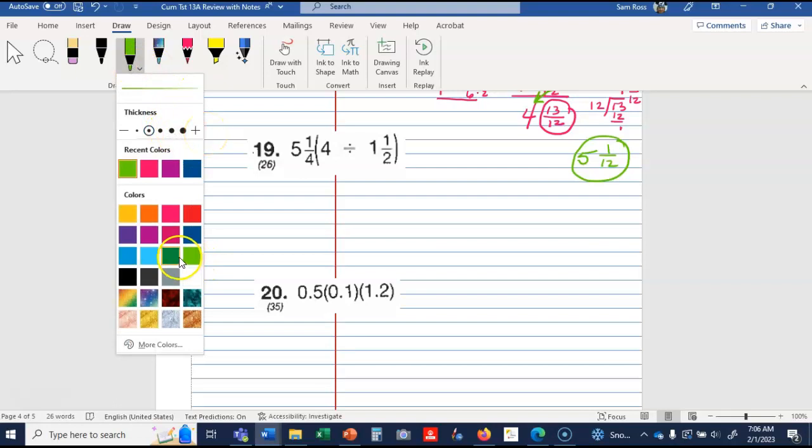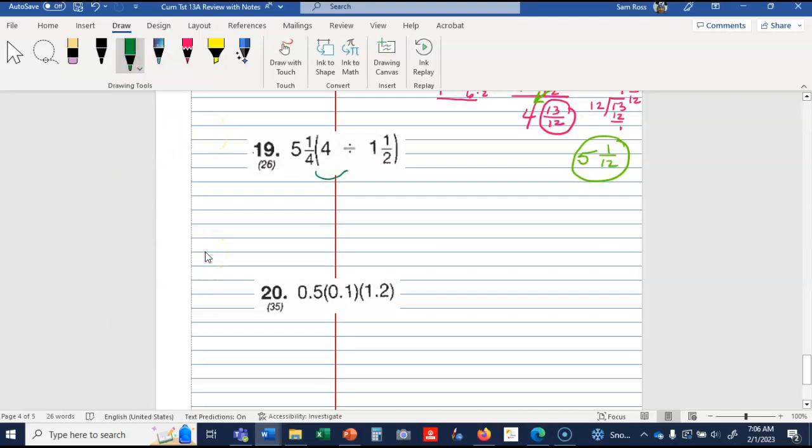Let me pick a different color. So here I'm dividing. So I have 4 divided by, or 4 over 1, because we can write that as a fraction, divided by, and I'm going to popcorn this. So 2 times 1 is 2, plus 1 is 3. So I have 3 over 2. So I keep change flip, and I get 4 over 1. I change the divide to multiply. I flip the 3 over 2 to 2/3, and I get 8 over 3. I'm not going to reduce this because I have to multiply it by this number. So I'm going to wait and reduce it at the end.